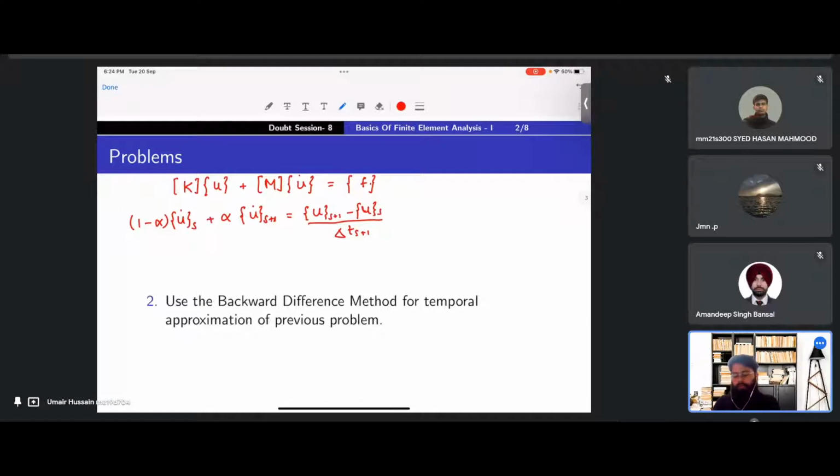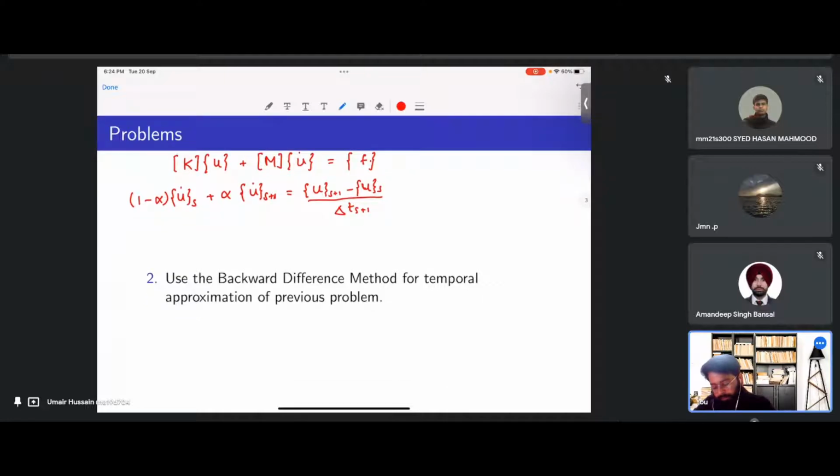So that's a long way to do this. I propose a shorter way to deal with these problems. We identify the terms that are dependent on time, and we do something like this.